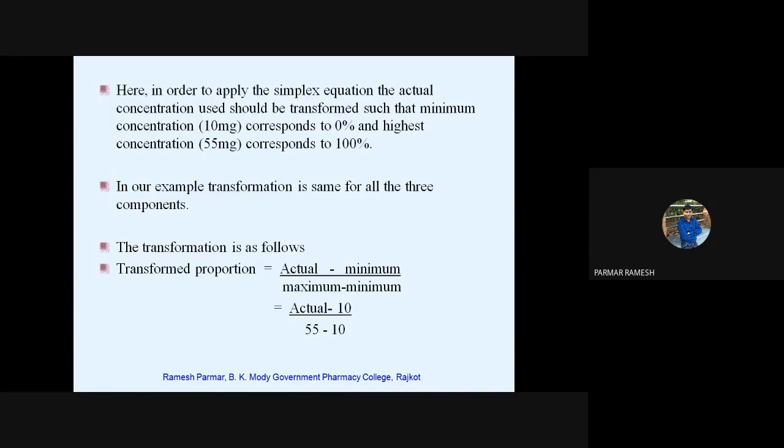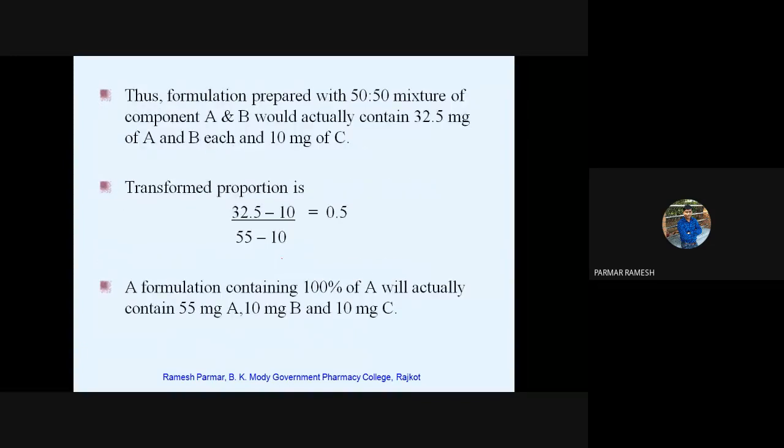So the transformation now will take place like this. The equation you need to remember is different. Over here, it is actual minus minimum divided by maximum minus minimum. In previous experiments, it was actual minus average divided by maximum minus average. Over here, it is actual minus minimum divided by maximum minus minimum. So, actual minus 10 divided by 55 minus 10. We can transform in such a way and construct the design with the constraint. Students, if you have any question, you can ask.